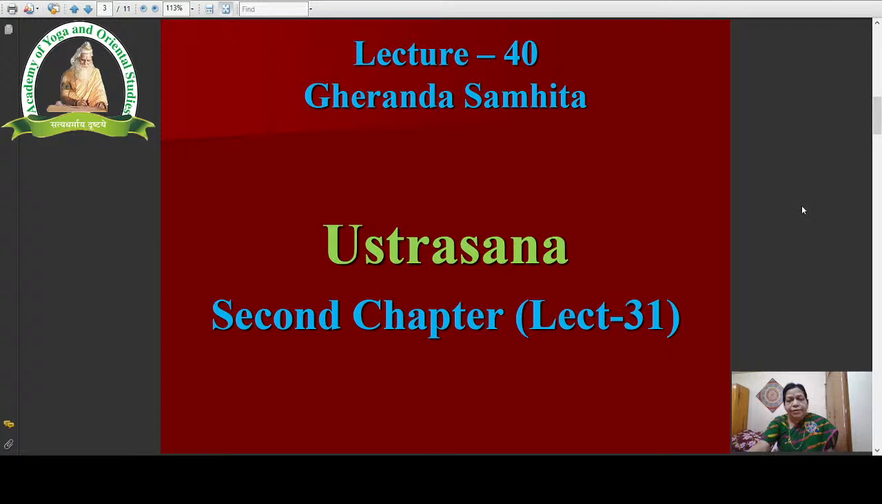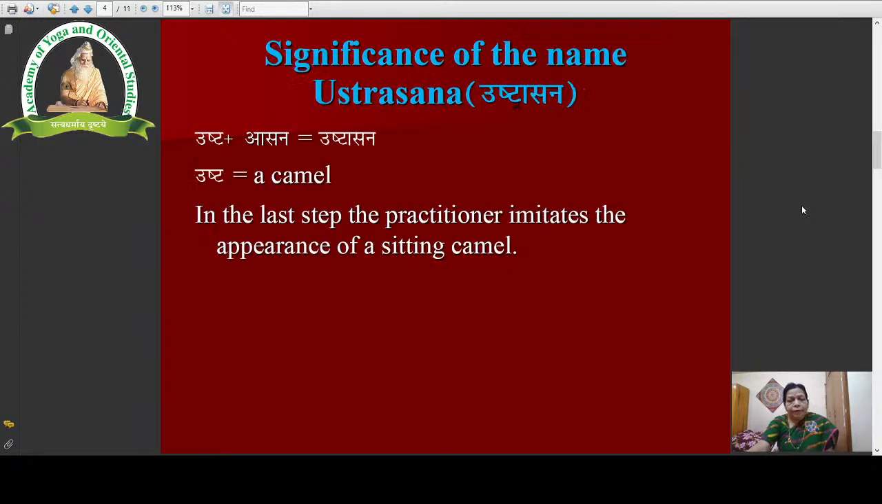Today we'll discuss Ustrasana. Now, what is the significance of the name Ustrasana, and why is it called Ustrasana? The word Ustrasana is formed by adding two words, Ustra and Asana. Ustra means a camel. Asana is the posture. So the asana which resembles a camel is called Ustrasana. In the last step of the asana, the practitioner tries to imitate the appearance of a sitting camel. Therefore, it is called Ustrasana.